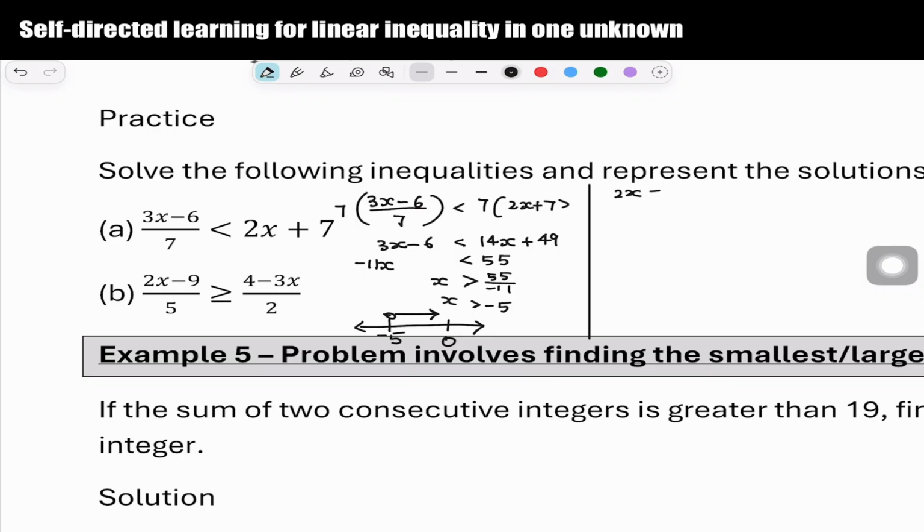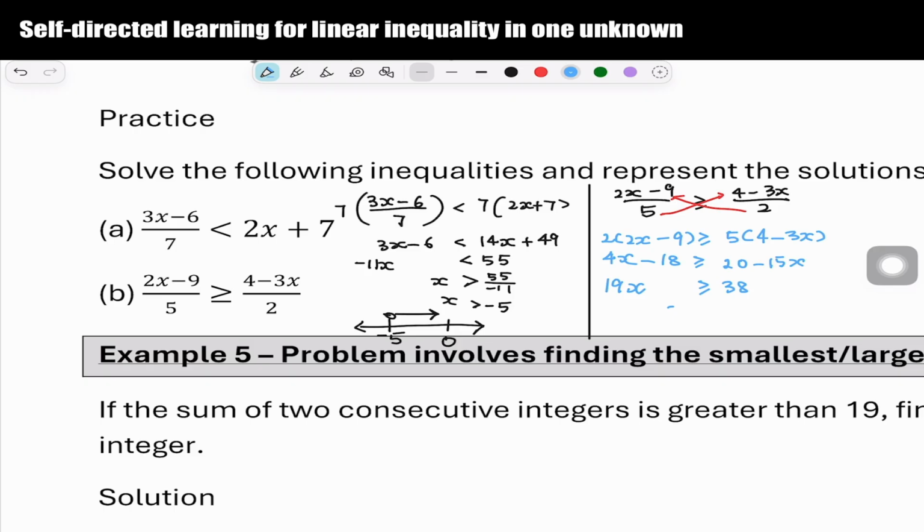Okay, and then for b, this time we will have to do the cross multiplication to make it easier. Basically, we will have to multiply to this side and then this side like this. Therefore, we start with 2 times 2x minus 9 greater than or equal to 5 times 4 minus 3x. So we got 4x minus 18 greater than 20 minus 15x. And then we collect the like term, so we got 19x. This side we got 38, and x is greater than 38 divided by 19. So x is greater than 2.